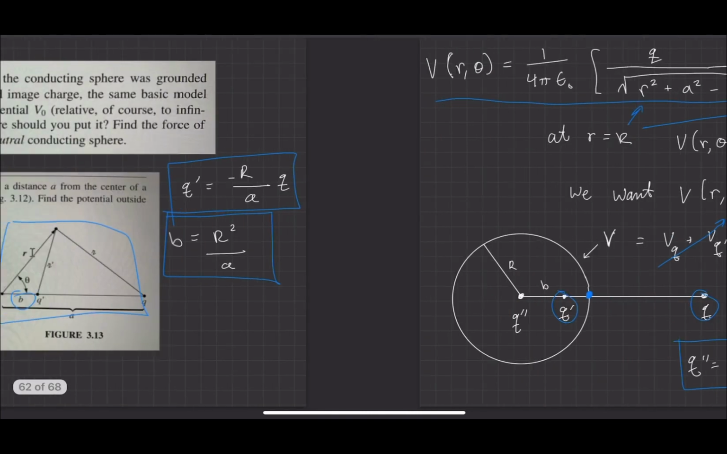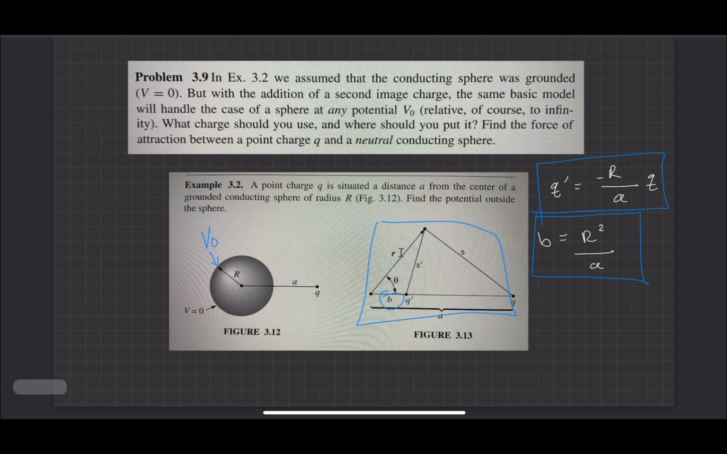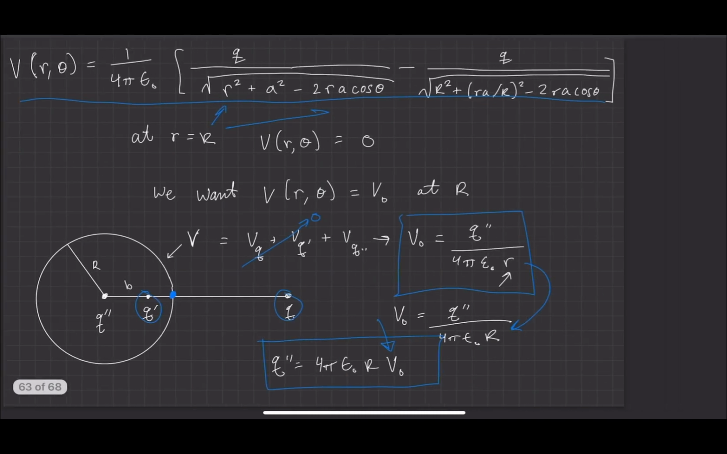The second part wants us to find the force of attraction between a point charge and a neutral conducting sphere. So what is a neutral conducting sphere? That just means that the charge on the sphere is 0, right? So I've redrawn this over here.